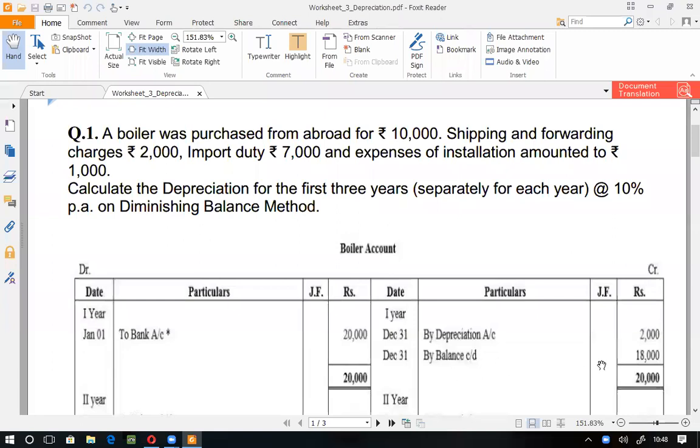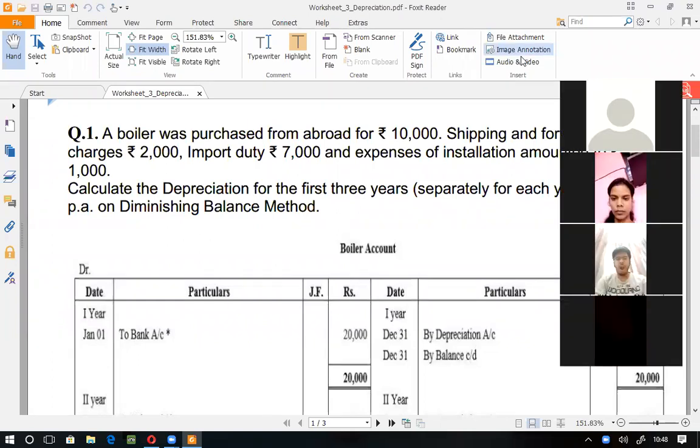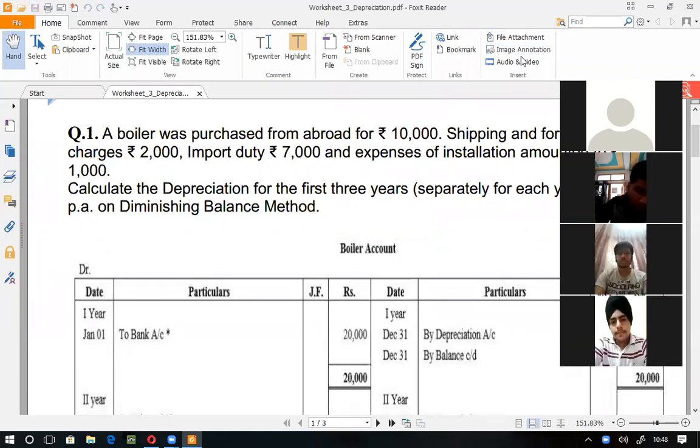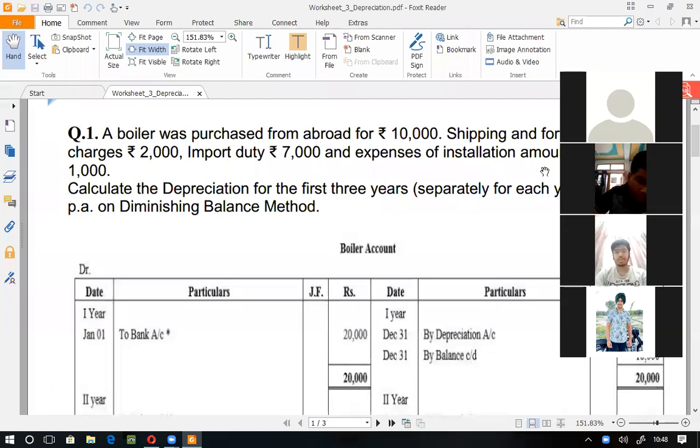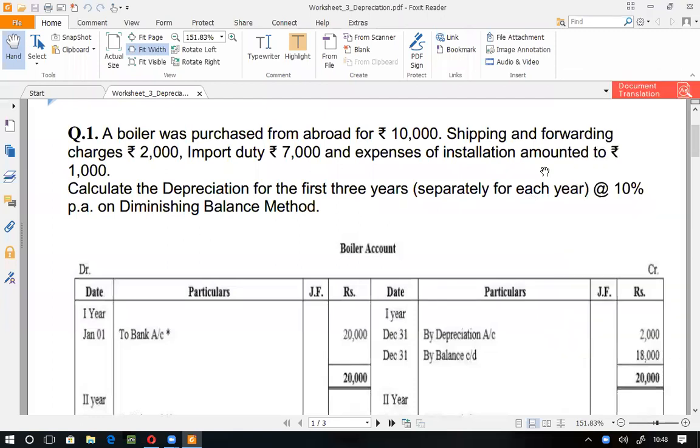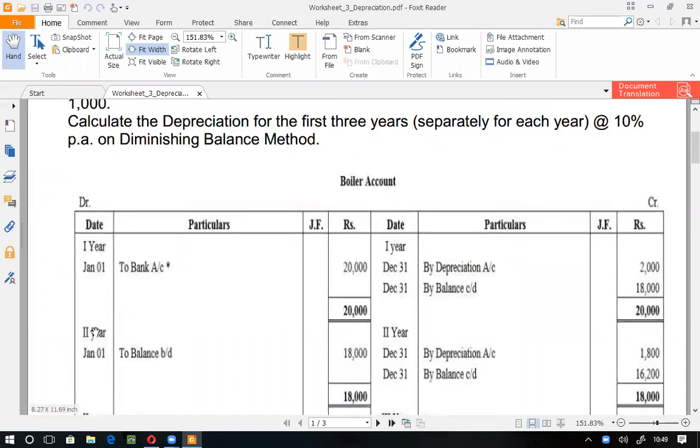So the balance carried down for this year is 18,000. Now what will be the balance brought down for next year? Sahil ji. Yeah, Nikita, I guess you are answering. What will be the balance brought down for next year? 18,000. The balance carried down of the current year becomes the balance brought down of the next year. So in the second year, 18,000 will be the balance brought down.